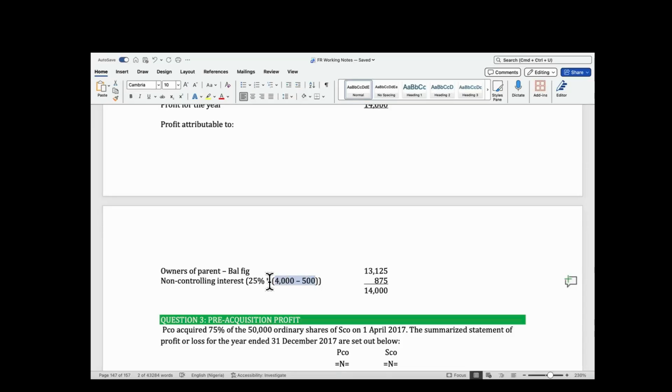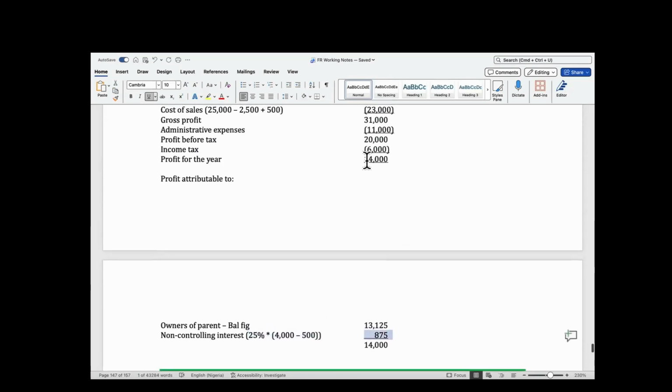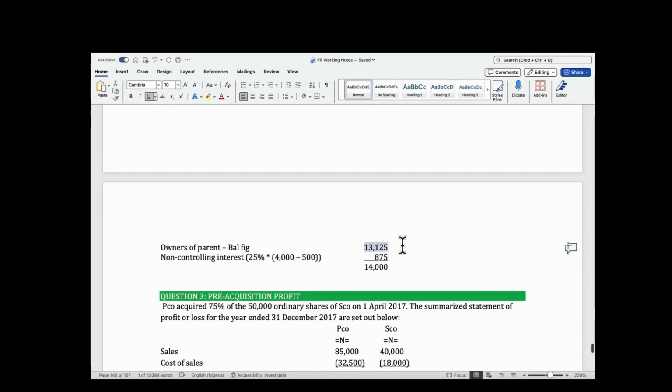So whatever the balance is, which is 3.5, take 25% of that. And that gives us the value of the non-controlling interest. Then the balancing figure, you take it away from the group profit, and that belongs to the parent, which of course will still add up to the group profit. And that's how you eliminate unrealized profits and intra-group sales between members of the group.